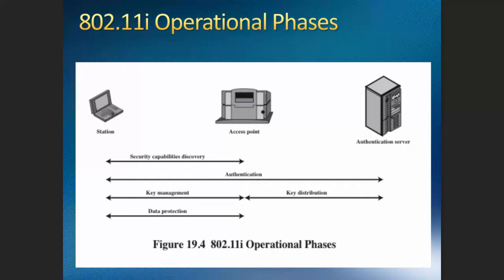This is how it works. You have your station, you have your access point, like here, and then you have another authentication server. So you communicate directly with the access point, and through the access point, you do authentication on the server.